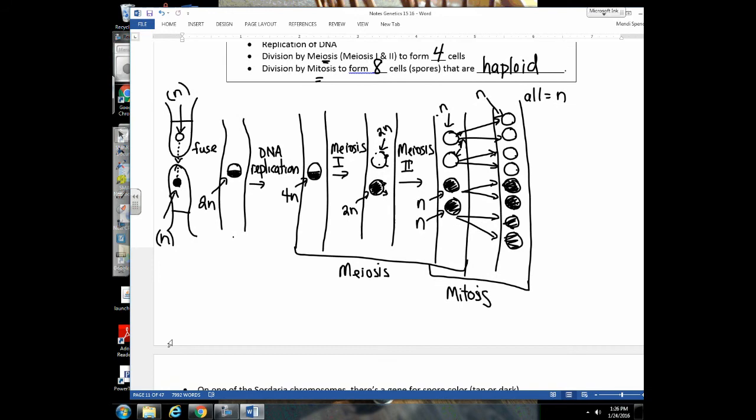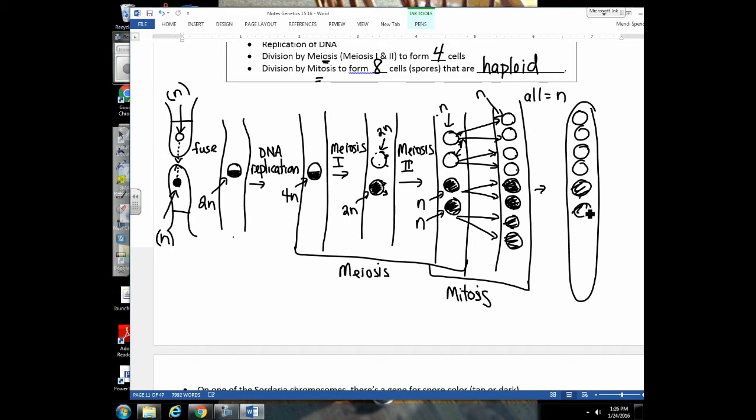Now, let's talk about the very last diagram right here, and really what this looks like. This develops into this long sac here. Let's put the spores in there. Again, they're all haploid.